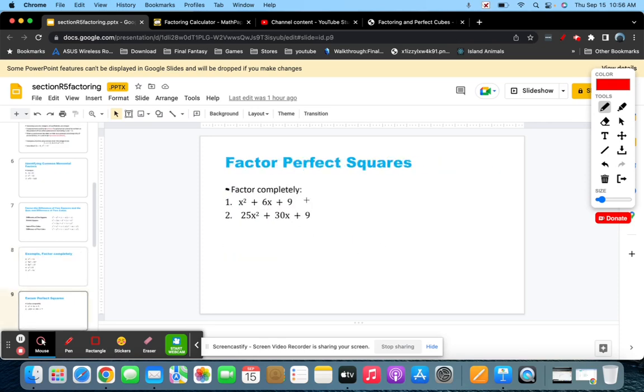All right, perfect squares, x squared plus 6x plus 9. Well, that's going to be x plus 3 times x plus 3. The square root of x squared is x. The square root of 9 is 3. Okay, 25x squared plus 30x plus 9. Well, that'd be 5x plus 3, squared.